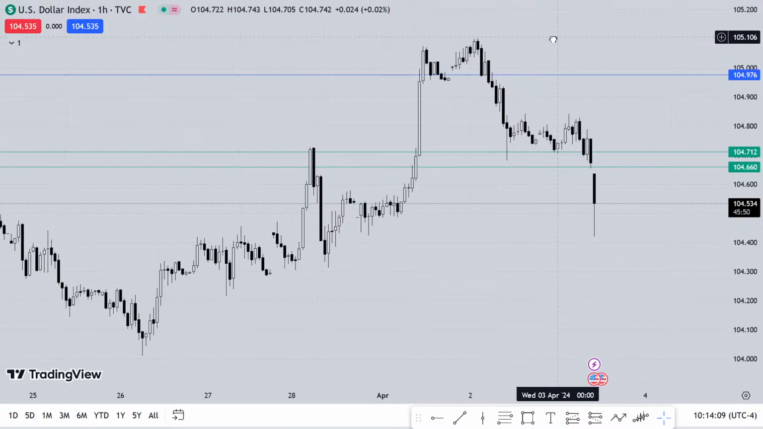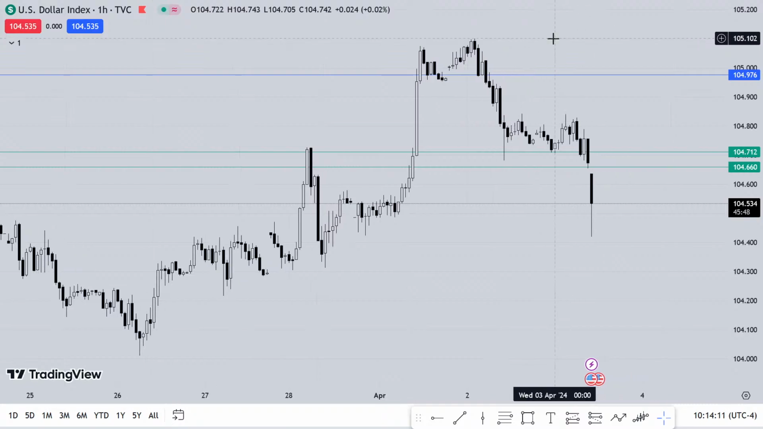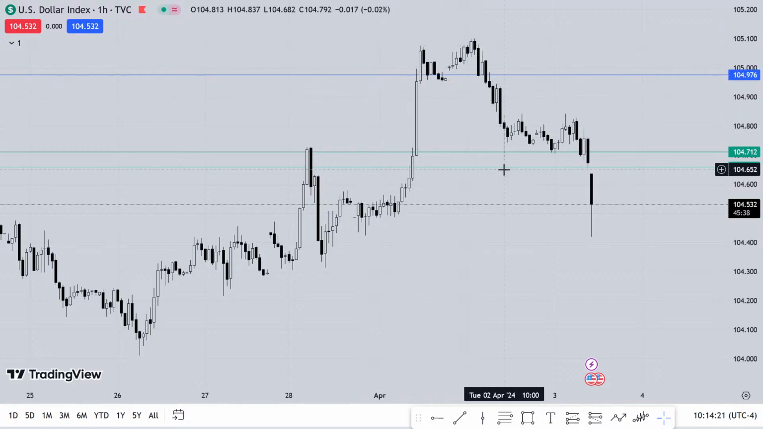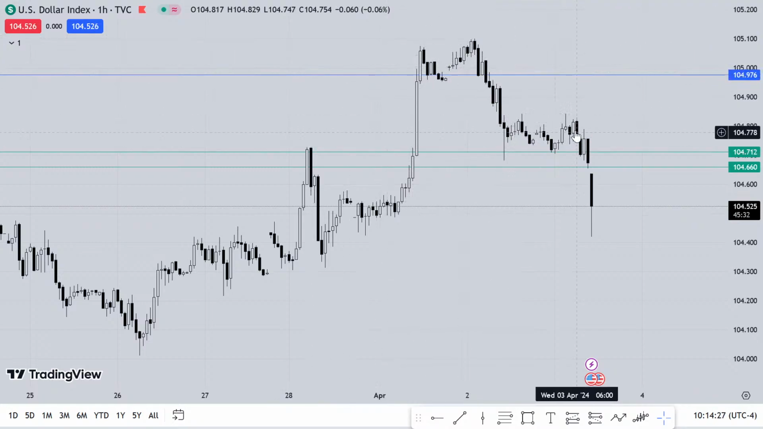This is not the top for the dollar. The dollar has not topped at all. It's far from being the top for the dollar. This is just price repricing after getting to a target, which is 104.976. So price is just repricing. This is not the top.